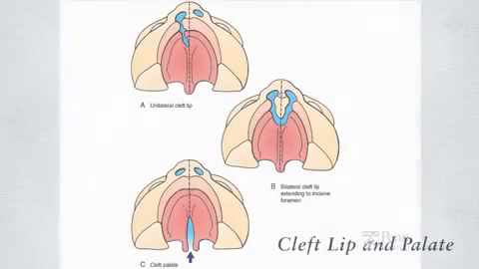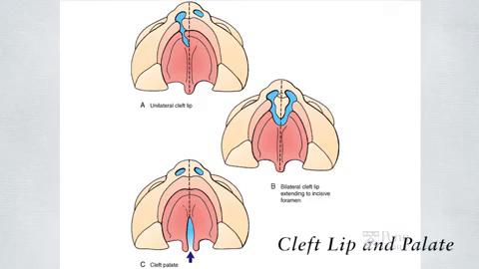Now that we know something about the development of the facial bones, we can understand how cleft lip and palate occurs. Cleft lip and palate is a condition that happens approximately once in every 700 live births. It's the most common congenital abnormality in the orofacial complex.